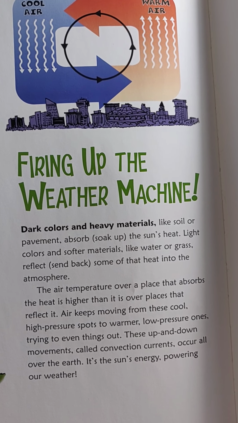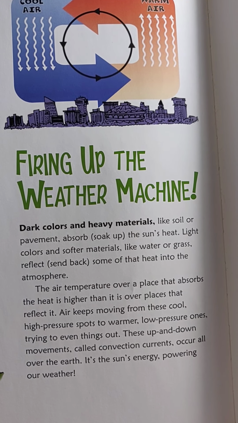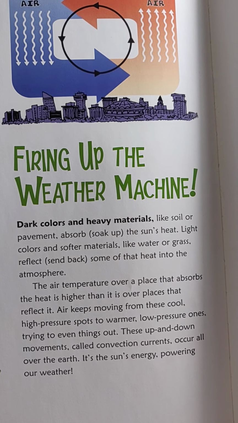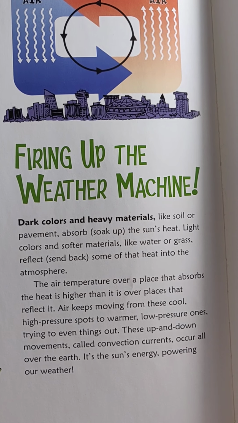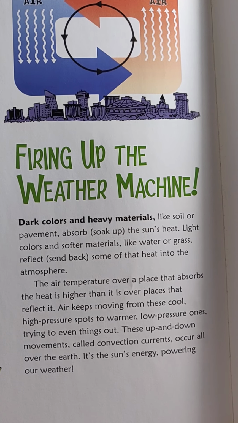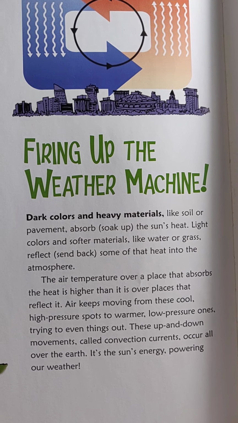Air keeps moving from these cool, high-pressure spots to warmer, low-pressure ones, trying to even things out. These up and down movements, called convection currents, occur all over the Earth. It's the sun's energy powering our weather.